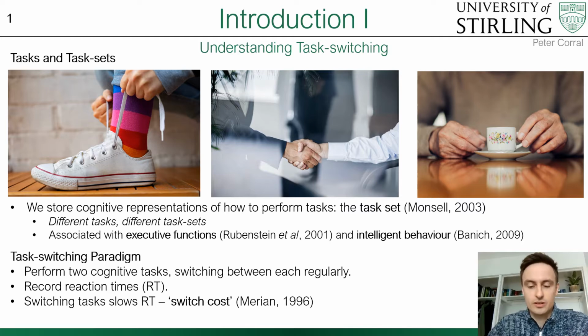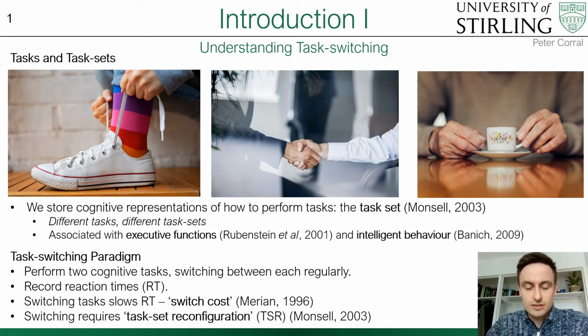How the switch cost occurs at a cognitive level is a central question in task switching research. One of the best understood reasons is task set reconfiguration. This means that when we switch between tasks, we need to both activate the new task set and inhibit the old one. This reconfiguration uses up time and therefore slows responses and increases the likelihood of error.